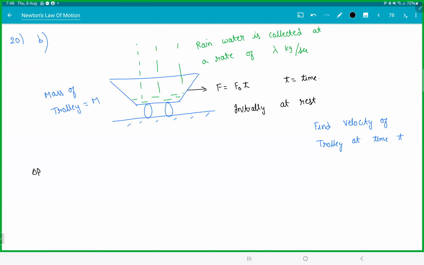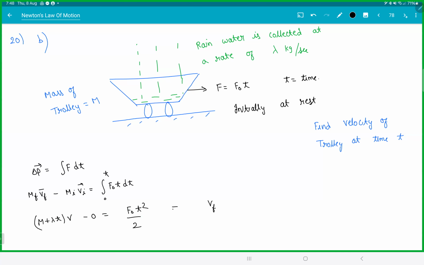Same idea. Delta p is integral F dt. So this is m final v final minus m initial v initial, which is integral F naught t dt. Final mass would be m plus lambda t, into v. Initial velocity is 0. This is F naught t square by 2. There, so we get v final is F naught t square by 2 into m plus lambda t. Clear?